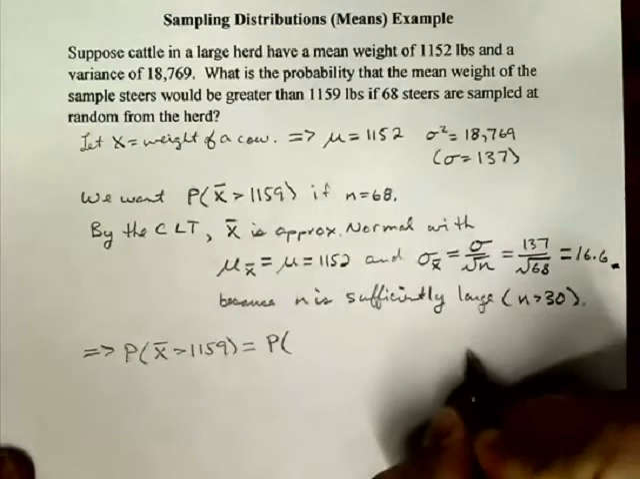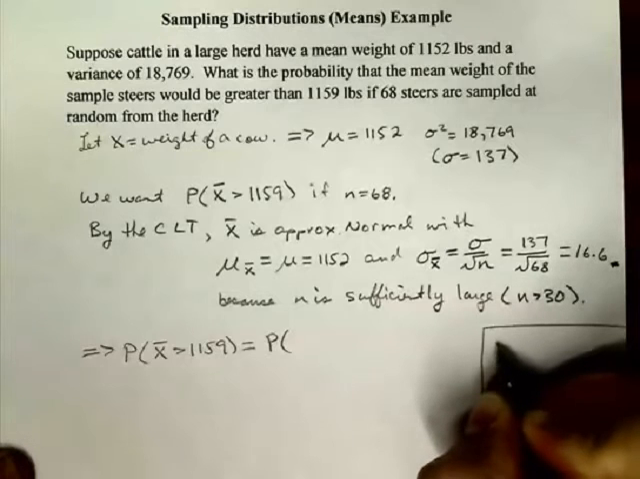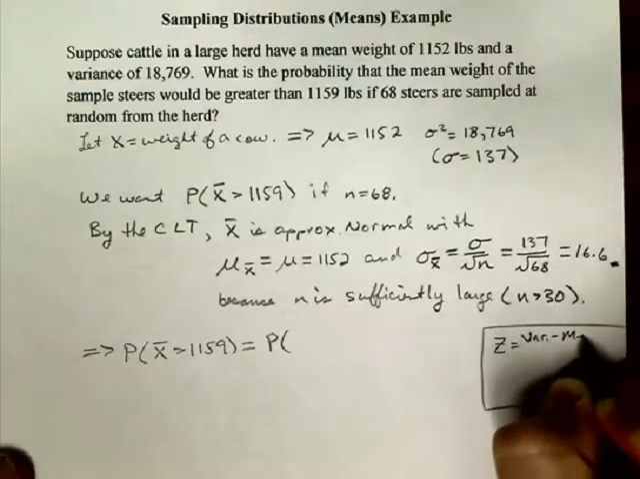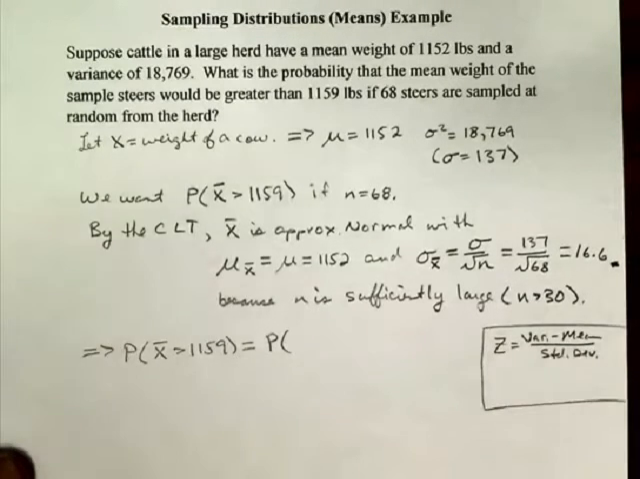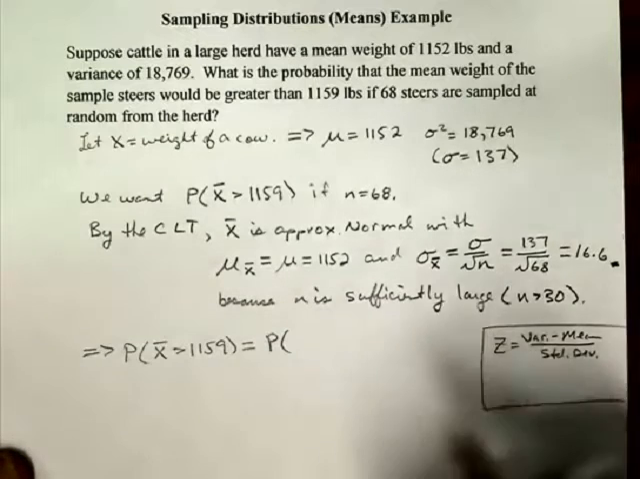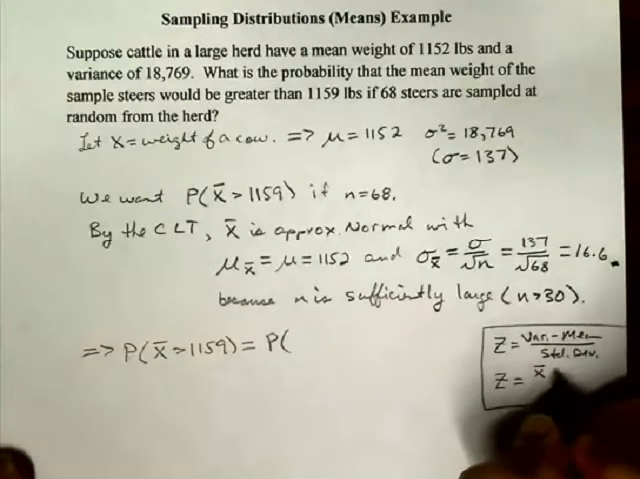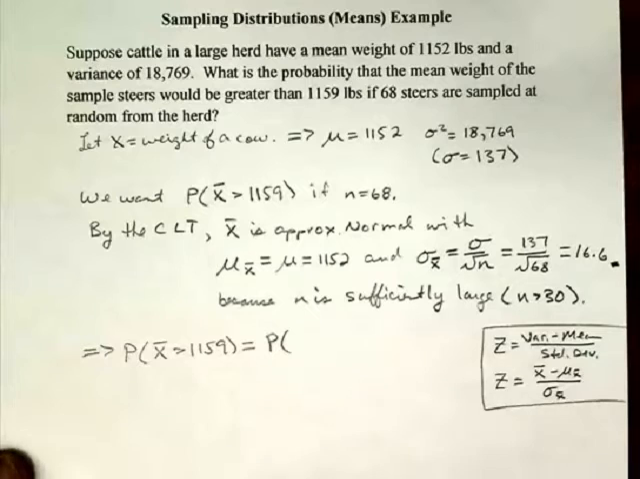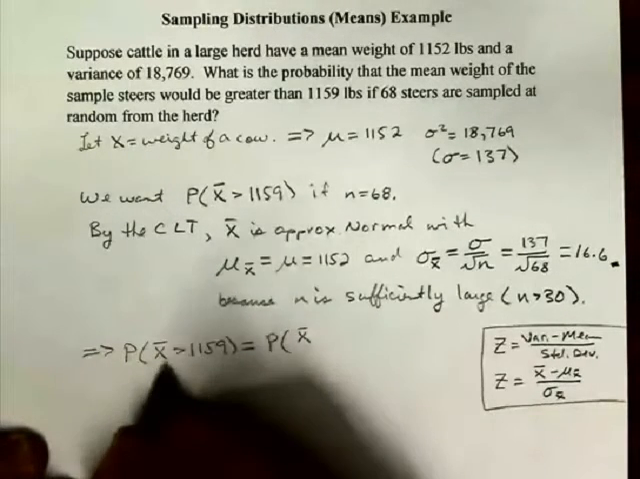So if you recall, off to the side here, the formula that we use to standardize something is to get a Z, we take a variable, subtract off the mean of that variable, and divide by the standard deviation of that variable. Okay, well, for this problem, our variable is X bar. The mean of X bar is mu sub X bar, divided by the standard deviation of X bar, sigma sub X bar. Okay, so I'm going to do that to the left-hand side of this inequality in here.